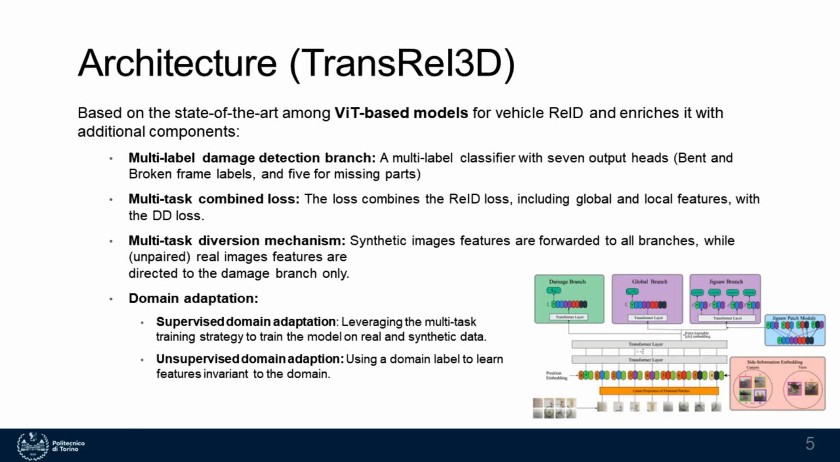The model is based on the state-of-the-art visual transformer-based model for vehicle identification. On top of that, some additional components were added: a multi-label damage detection branch, a multi-combined loss, a multitask division mechanism, added because the real images couldn't be used for the re-identification task, and a domain adaptation technique to reduce the difference between synthetic and real images.